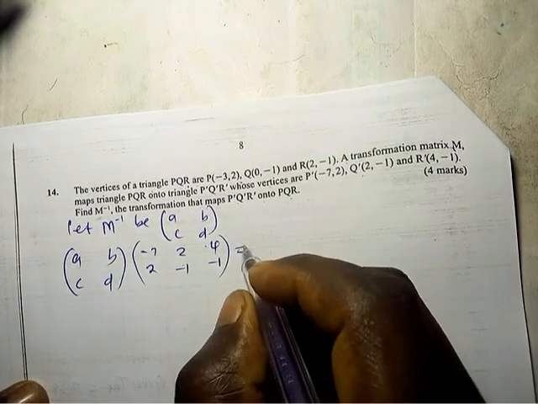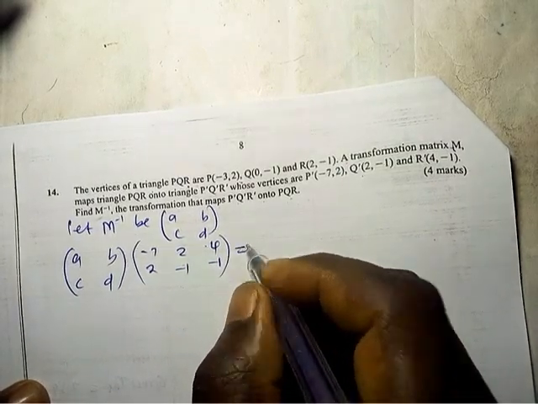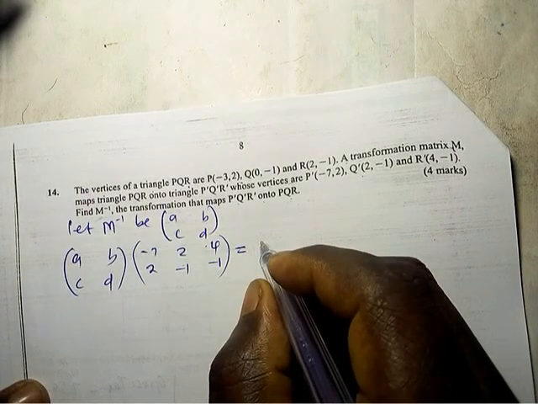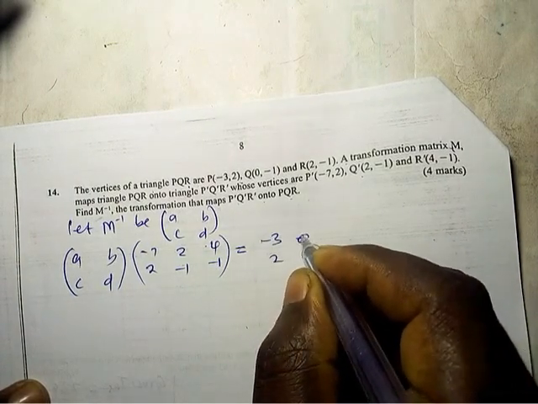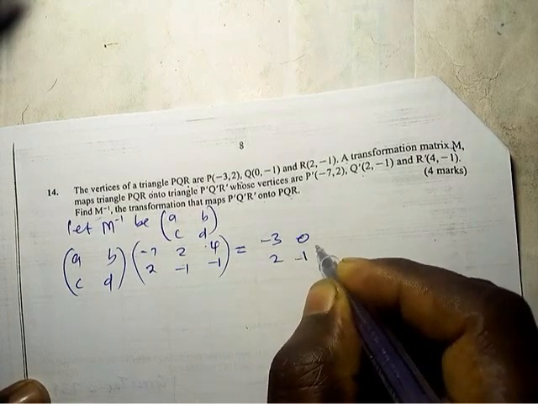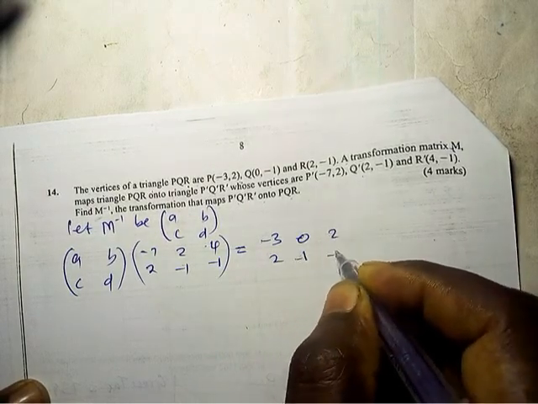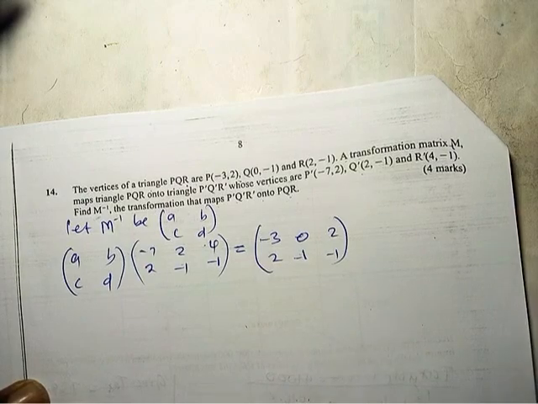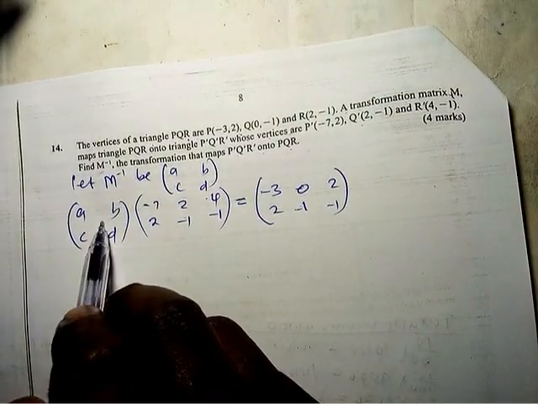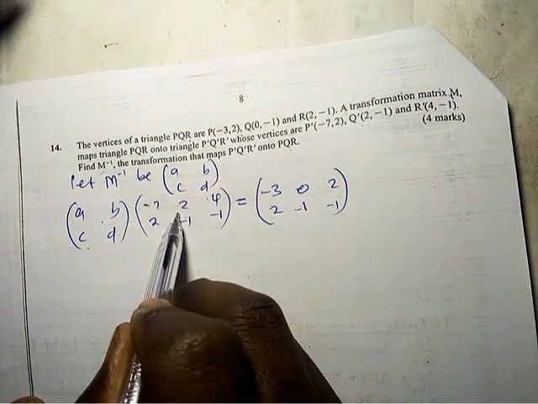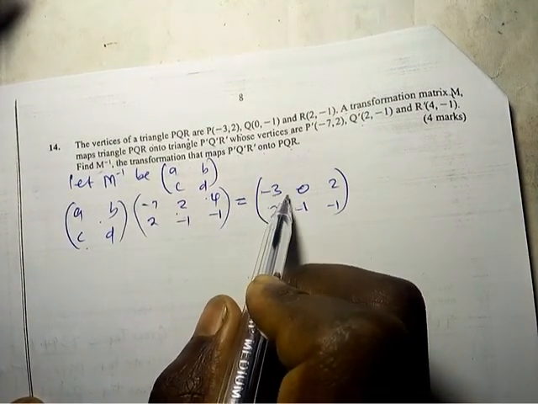will be equal to the object coordinates -3, 2, 0, 1, -2, -1. Yeah, the inverse times the object image will give you the coordinates of the image.